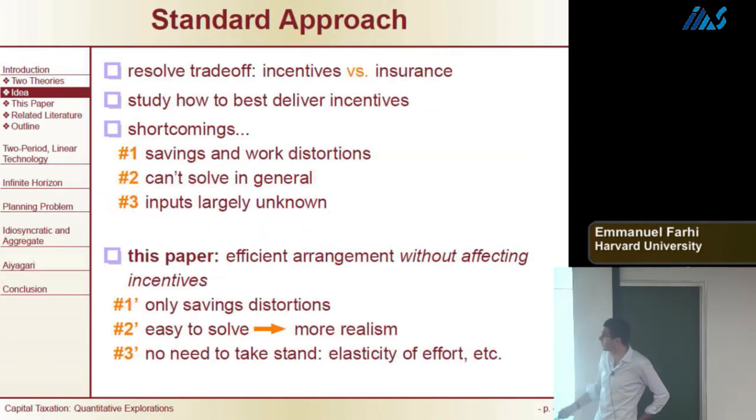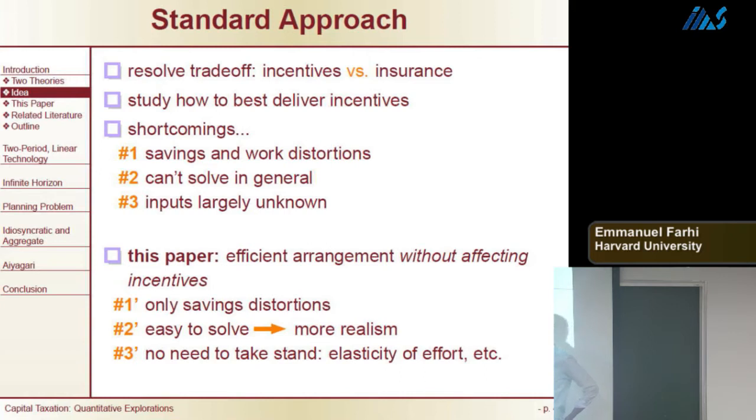So you would proceed like this, and then you would try to resolve optimally this trade-off between insurance and incentives, and study also how to best deliver those incentives. So how much incentives do we want to give, and how do we want to give those incentives? The problem, if you were to go that route for the question that we're asking here, is that you would solve at the same time optimal savings and labor effort or work distortion. At the same time, the income tax and the capital income tax. So conceptually, it's not super clean.